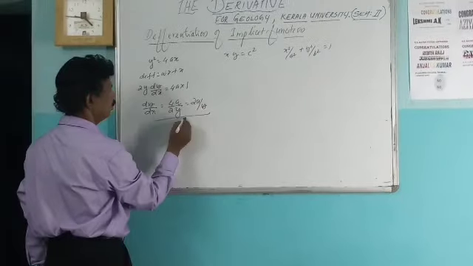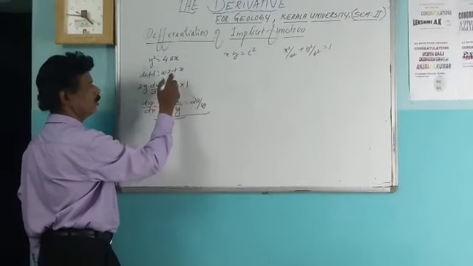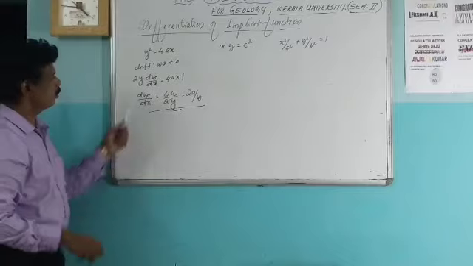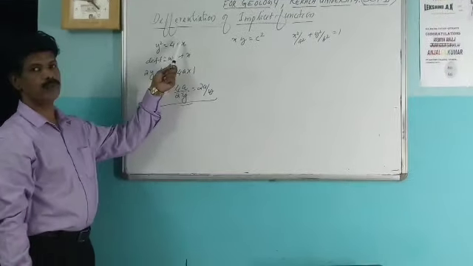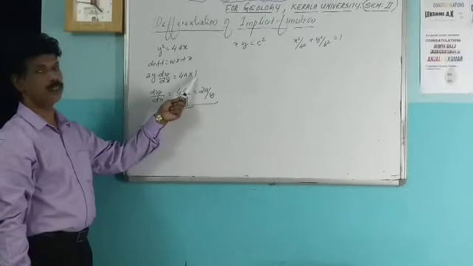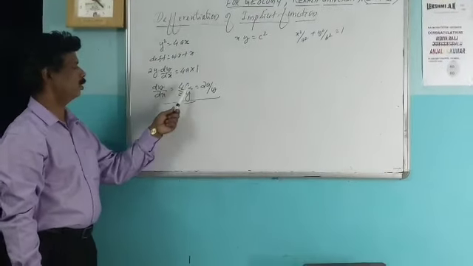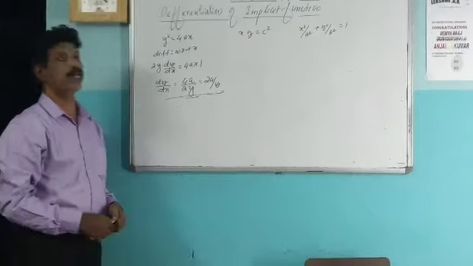That is this answer. If y square equal to 4x, differentiate the function with respect to x. The derivative of y square equal to 2y into dy by dx equal to 4 into derivative of x equal to 1. Then dy by dx equal to 4a by 2y equal to 2a by y.